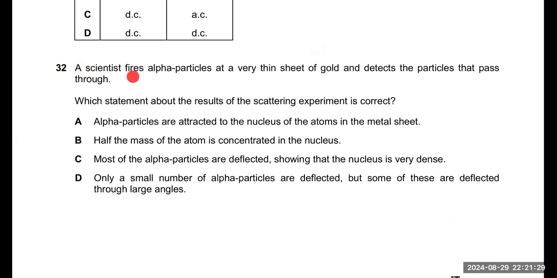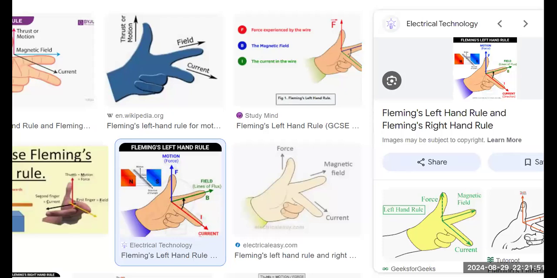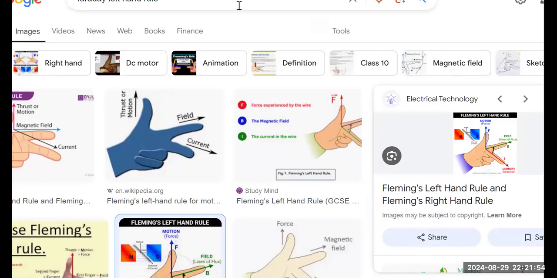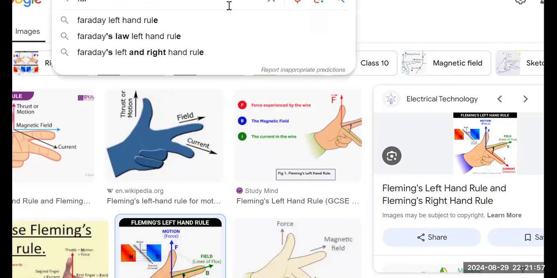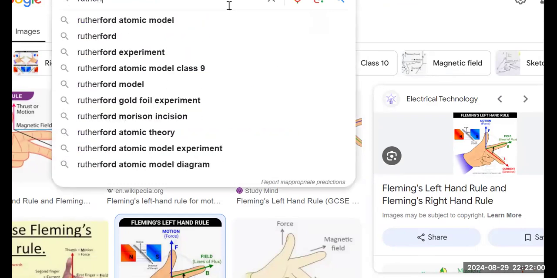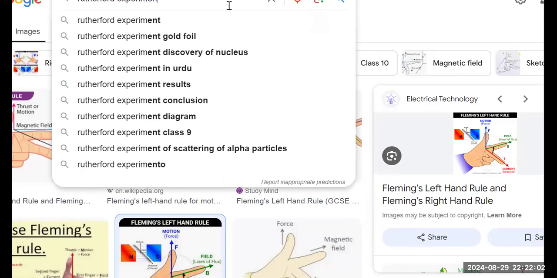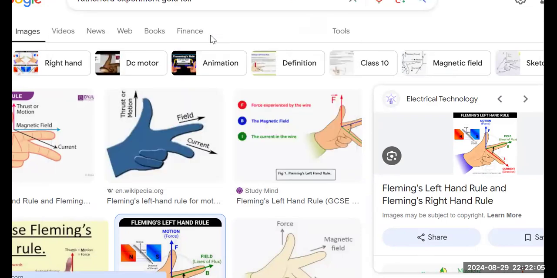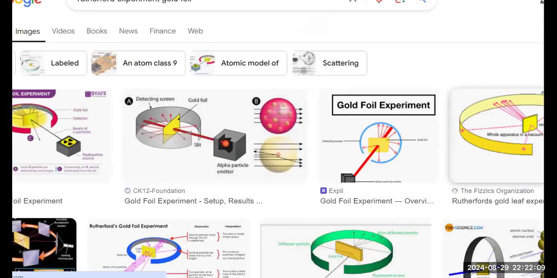Question 32: a scientist fires alpha particles at a very thin sheet of gold and detects the particles that pass through. Which statement about the result of the scattering experiment is correct? Basically, this question is related to the Rutherford experiment, I think. I will show you a little bit of information about the Rutherford experiment so that you can easily understand.